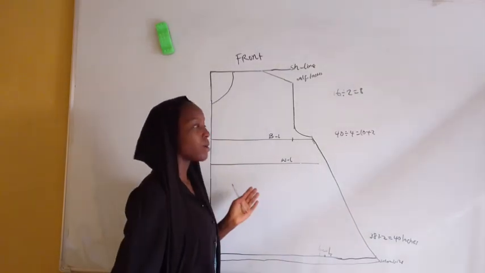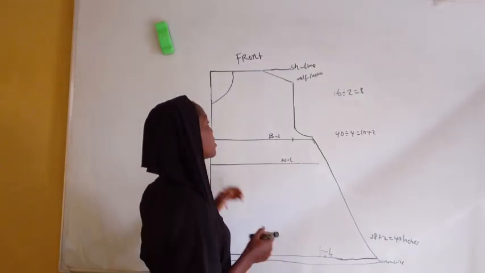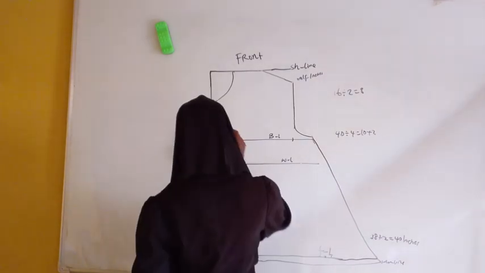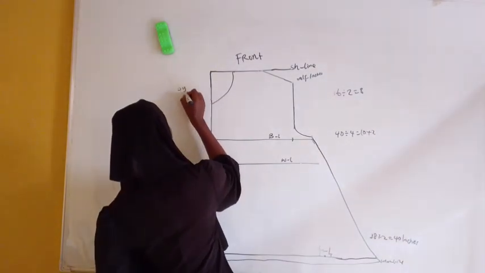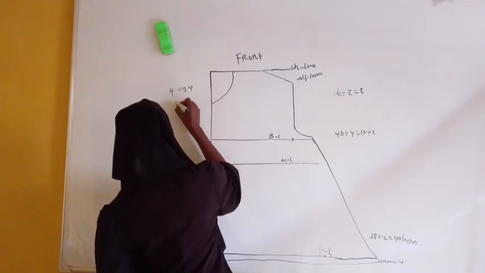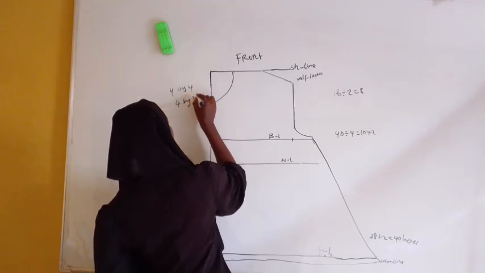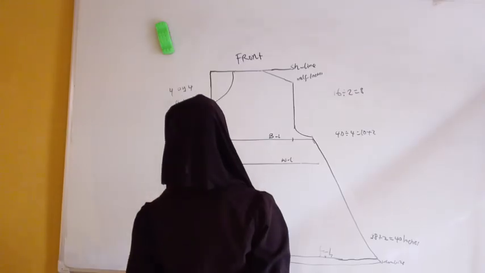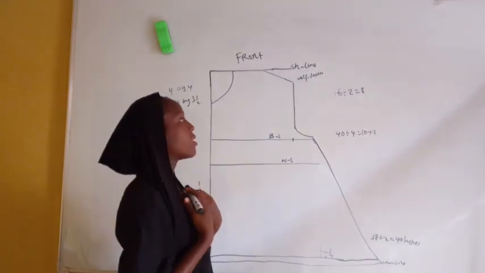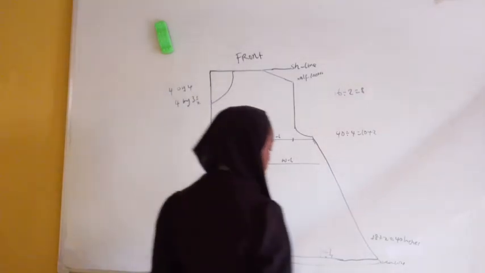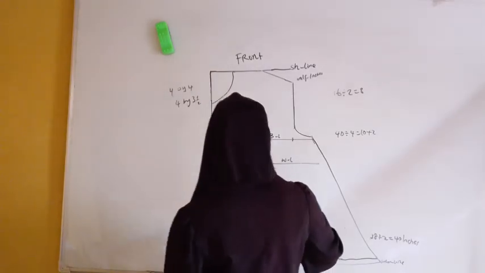I hope you're understanding what I'm drafting out here. It's very, very easy. For your neckline, you can use 4x4. You can use 4x3.5. It's also going to give you nice fitting for the front side. So let me quickly clean it out and show you the back side.